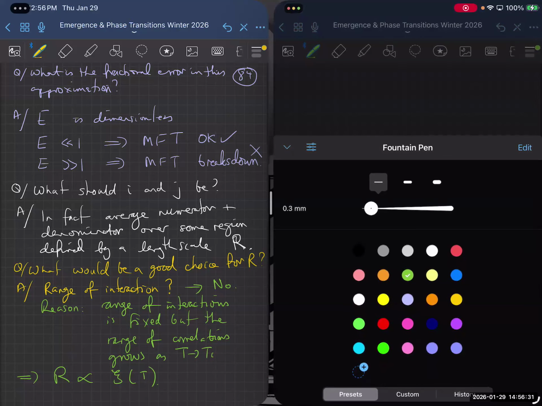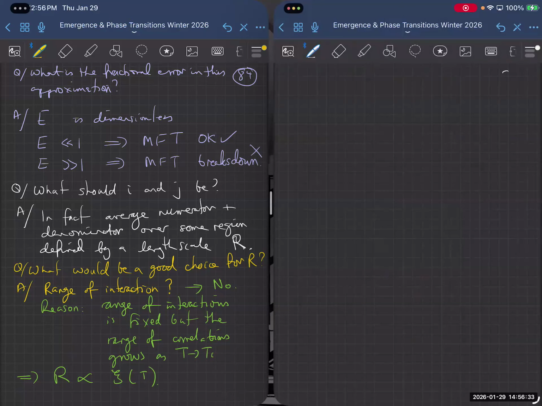Andrew wants to know what is the distinction between the interaction range and the correlation range. Okay, let me answer that very quickly. The interaction is what you build into the Hamiltonian. The nearest neighbor Ising model, this spin interacts with its neighbor. That's just the range of interactions, and that's the beginning of the thought.